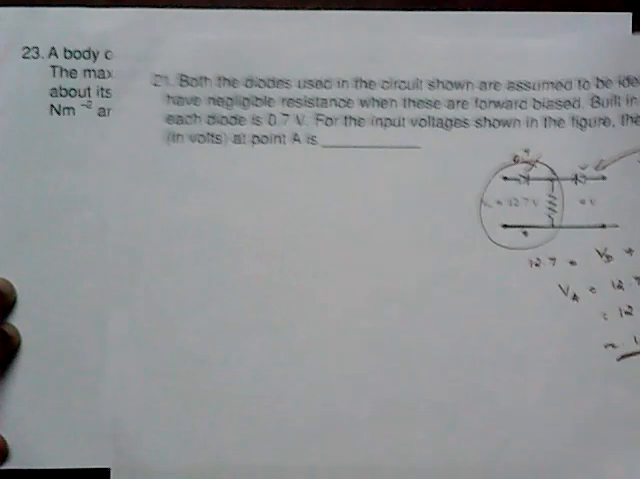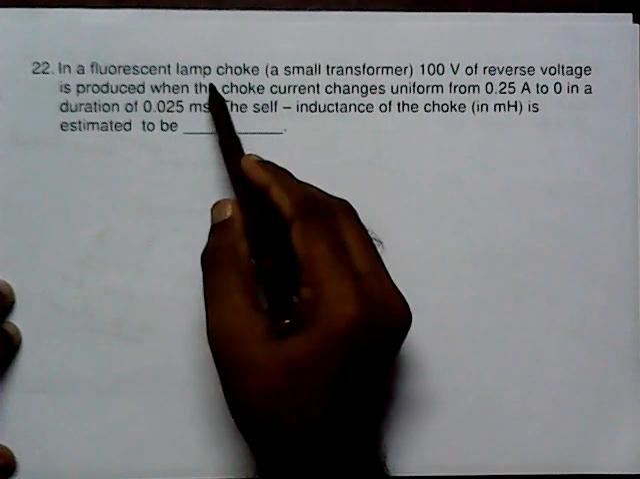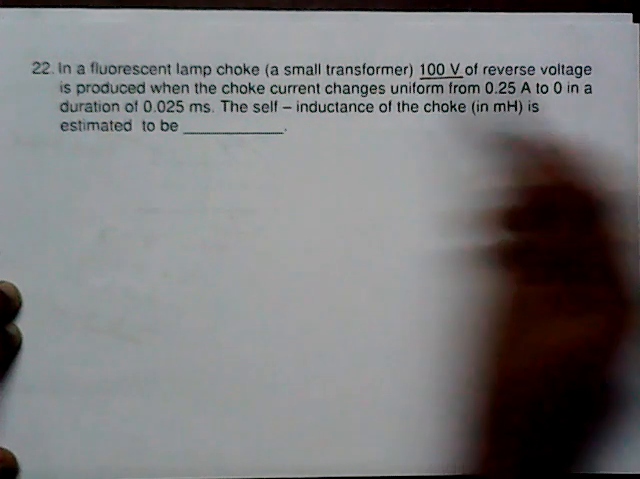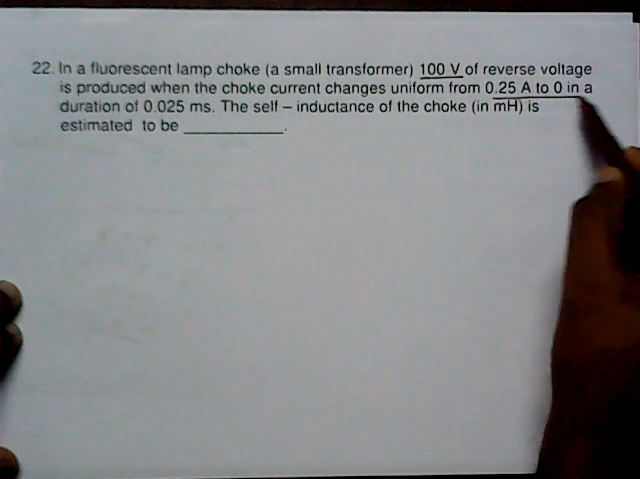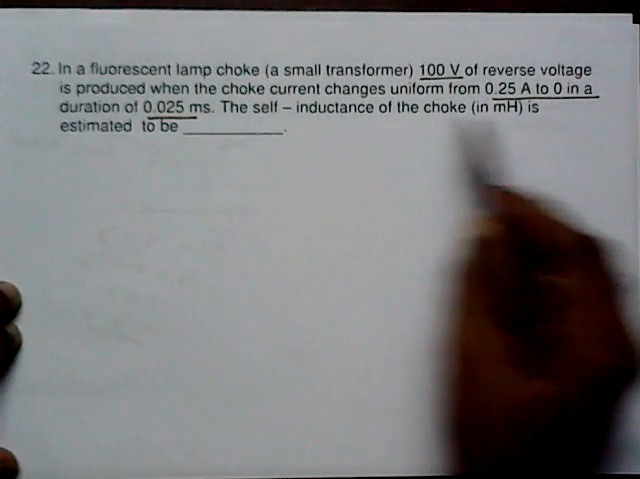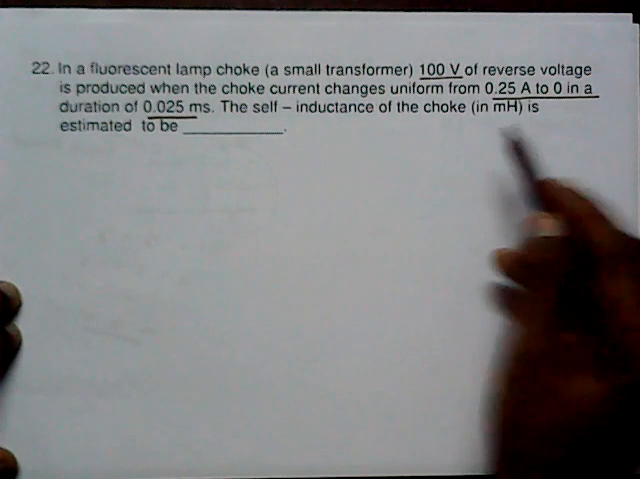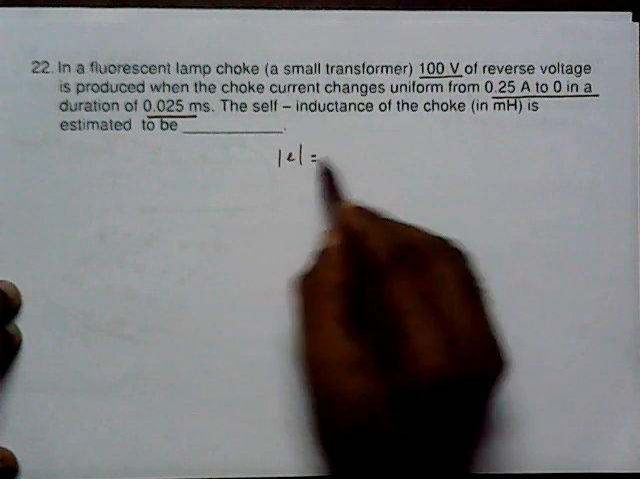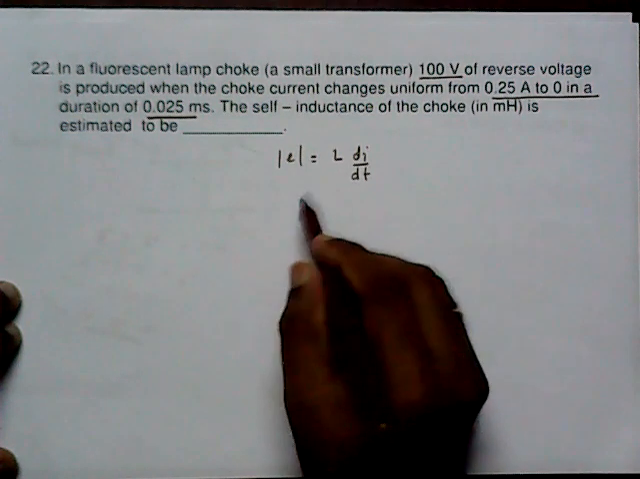A good concept as number 22. In a fluorescent lamp choke, a small transformer, 100 volt of reverse voltage is produced when the choke current changes from 0.25 ampere to 0 in a duration of 0.025 millisecond. The self-inductance of the choke is estimated to be, the simple concept to evaluate the induced EMF, that is nothing but equal to L into di by dt.